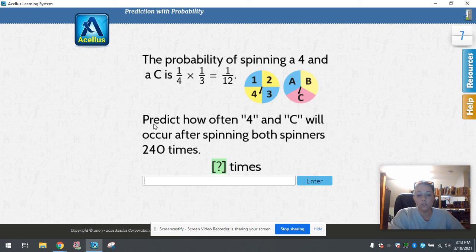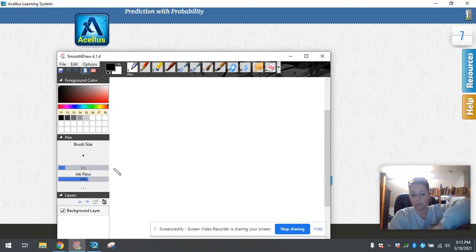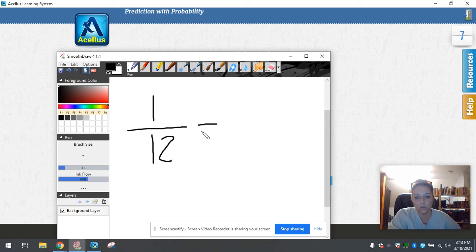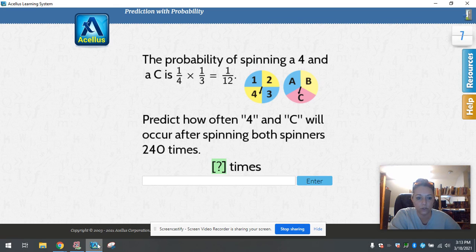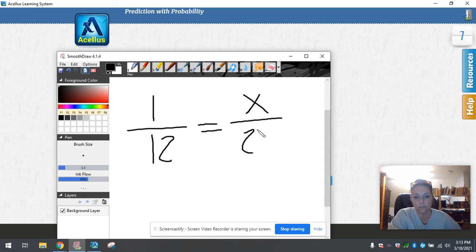Okay, it says predict how often 4 and C will occur after spinning both spinners 240 times. So we have to set up this proportional equation and solve it. So we're going to have 1/12 is equal to what we need to figure out. So we'll put a variable for x over the 240 spins. So 1/12 equals, we don't know, out of 240 times.